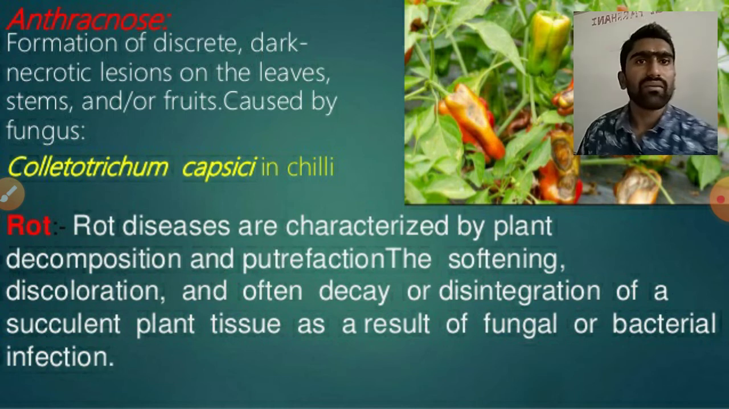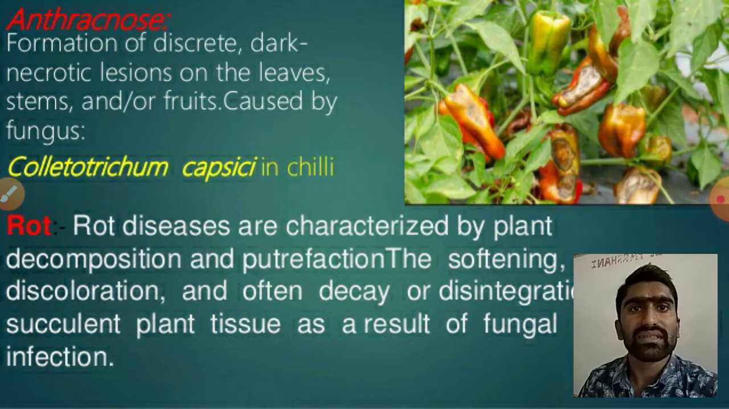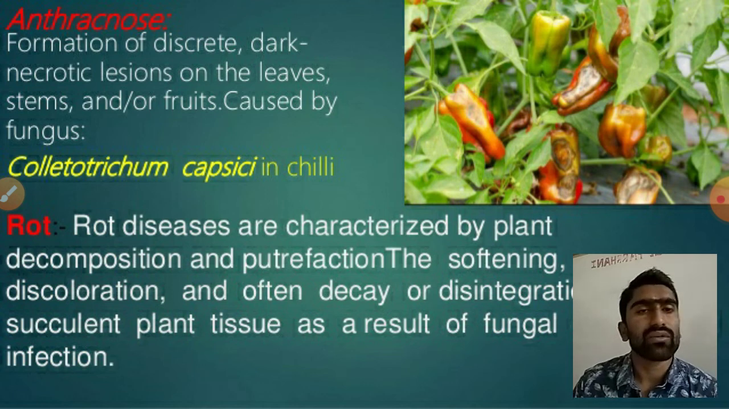Anthracnose is the formation of discrete dark necrotic lesions on the leaves, stems and fruits, and whose causal agent is a fungus named Colletotrichum capsici, which commonly occurs in chili plant. Here the photo of a chili plant is shown.